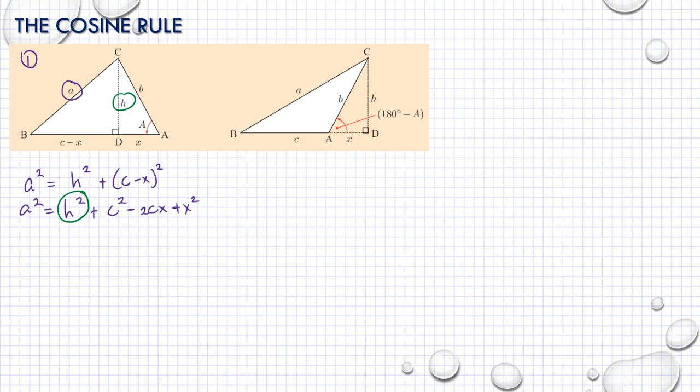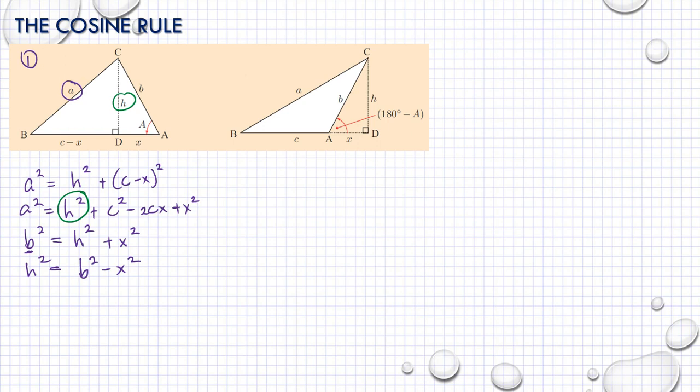For this triangle, the small triangle, we have B squared is equal to H squared plus X squared. So if we find the value of H now, because we have B squared there, we need to find the value of H squared. So H squared is equal to B squared minus X squared.